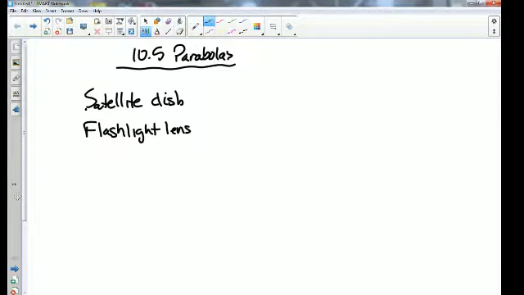A bowl, like a cereal bowl, will look like one, but it's not a perfect parabola because you need a base, right? So a perfect parabola will not balance on one little spot.